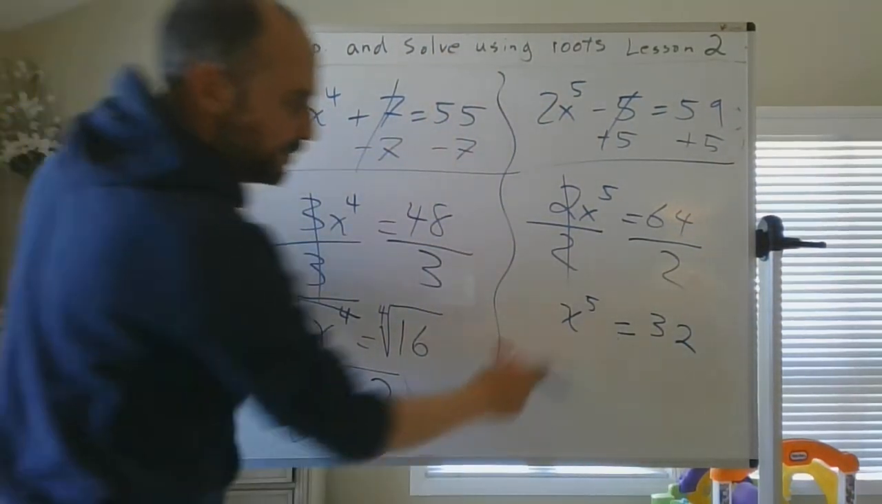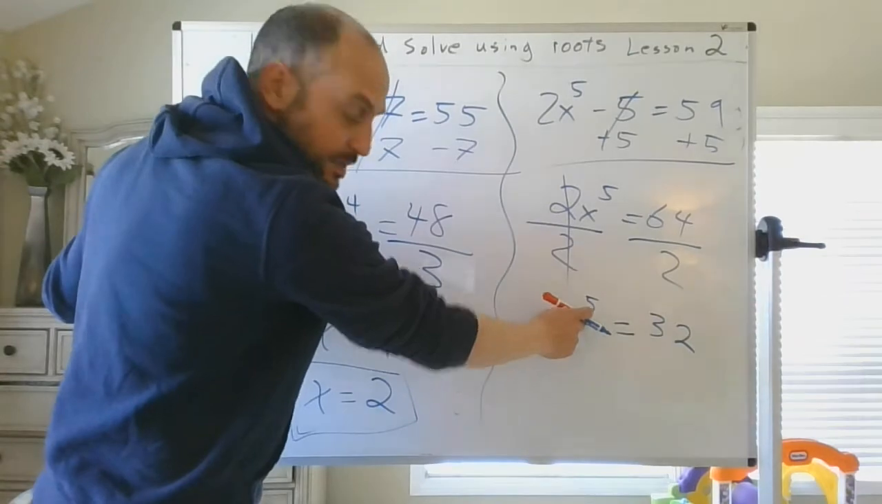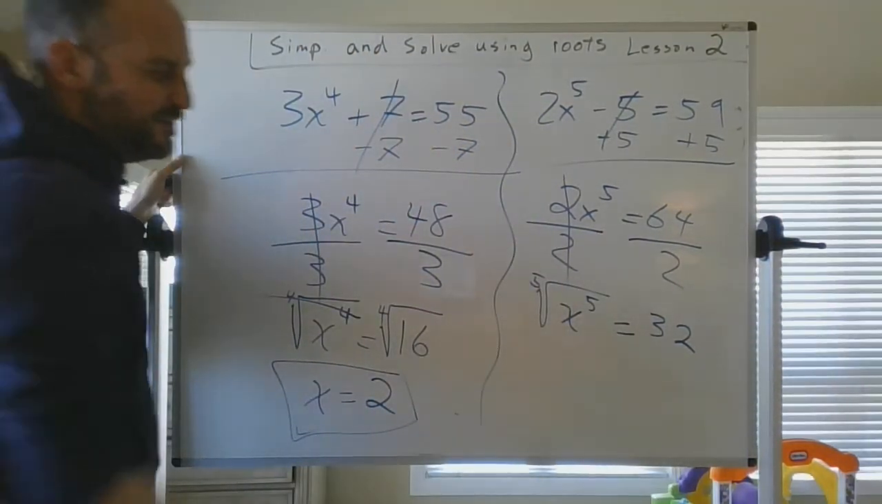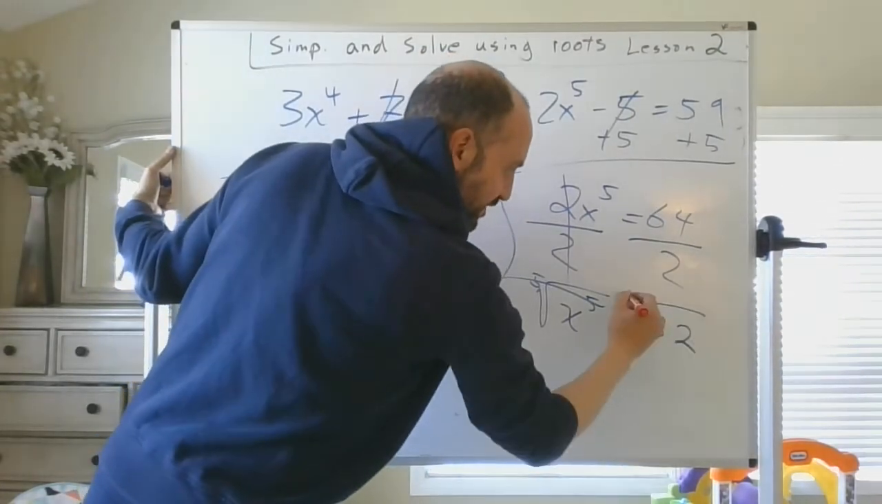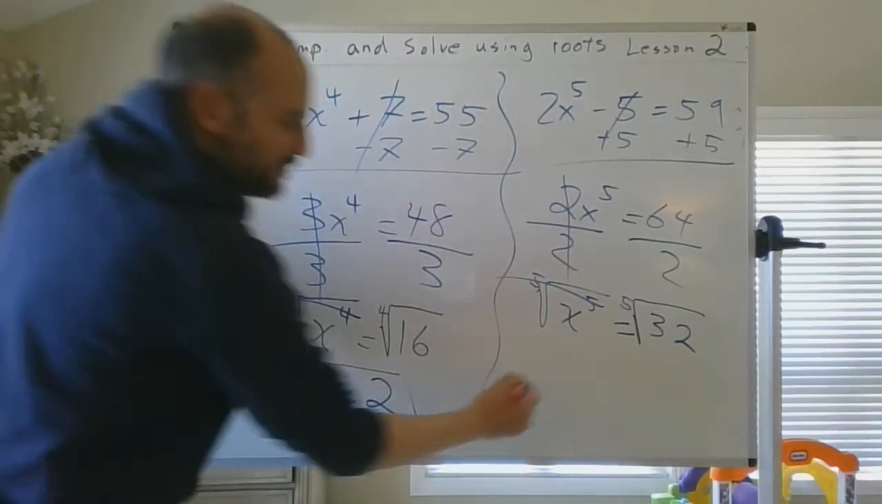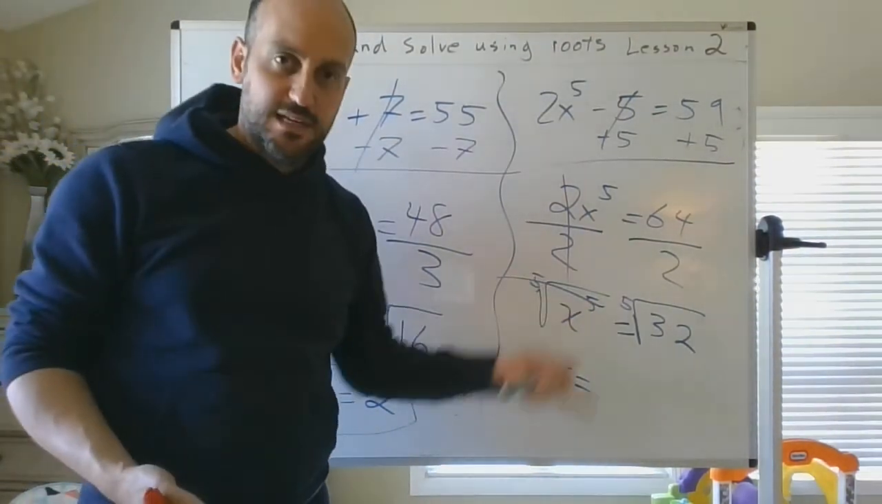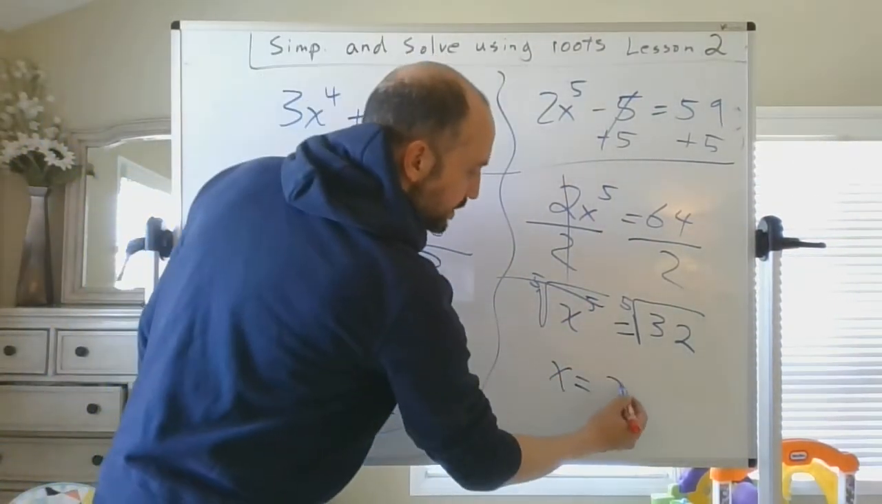And lastly, we want to get rid of that power of 5. So I'm going to take the 5th root. The inverse of the power of 5 is the 5th root. And I'm going to take the 5th root of this side as well. And I'm going to get x equals, well, what number multiplies with itself 5 times to get 32? That's going to be 2.